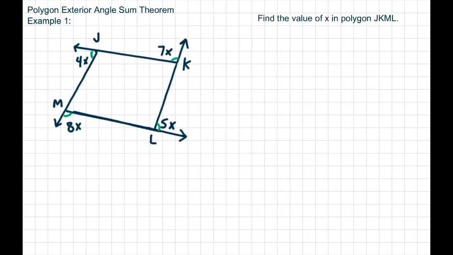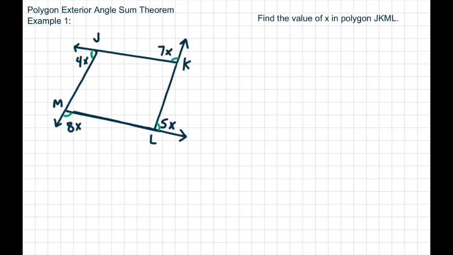Today I'm going to be talking about the polygon exterior angle sum theorem. Unlike the first video you watched, where I talked about the interior sum, adding all of the angles inside of a polygon or inside of the shape, with the exterior angle sum theorem I'm talking about all of the angles on the outside.